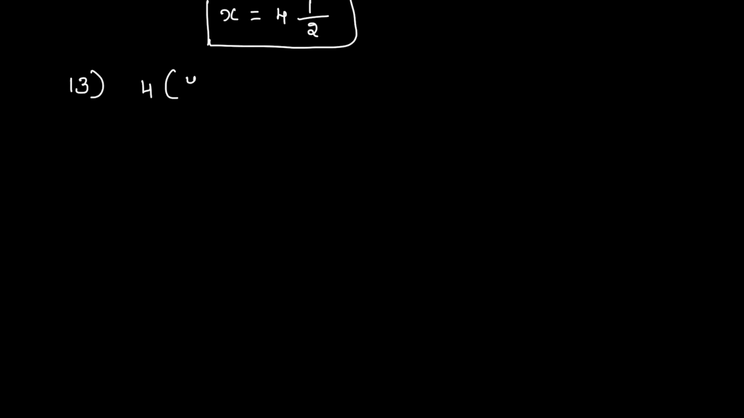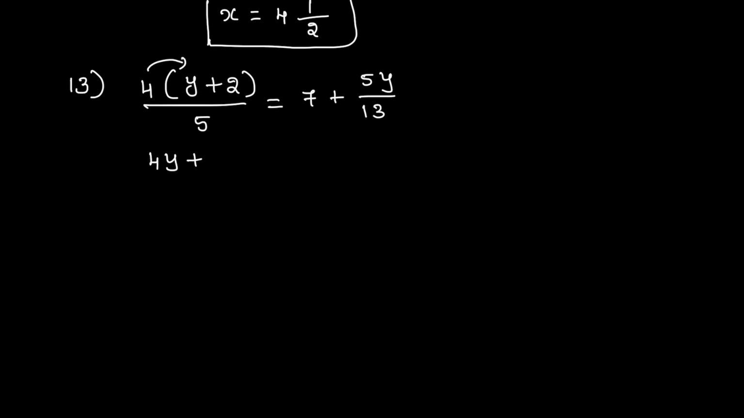Four into y plus 2 over 5, that is equal to 7 plus 5y by 13. So let's multiply with 4. These two terms will give 4y plus 4 into 8 by 5, that is equal to 7 plus 5y by 13.